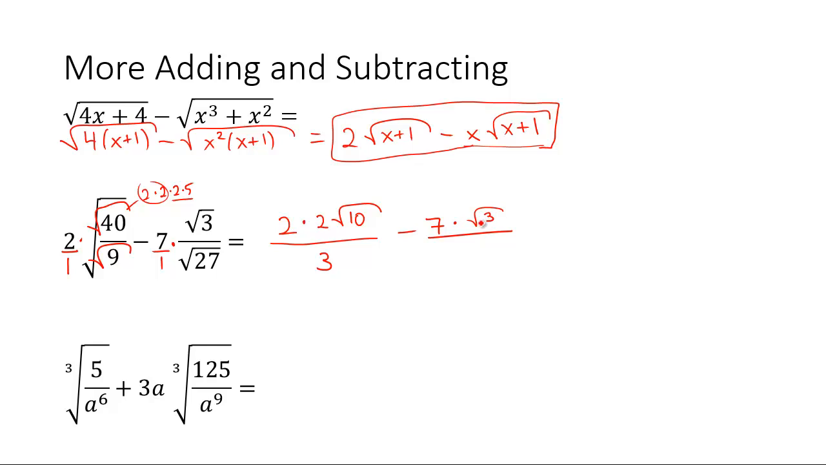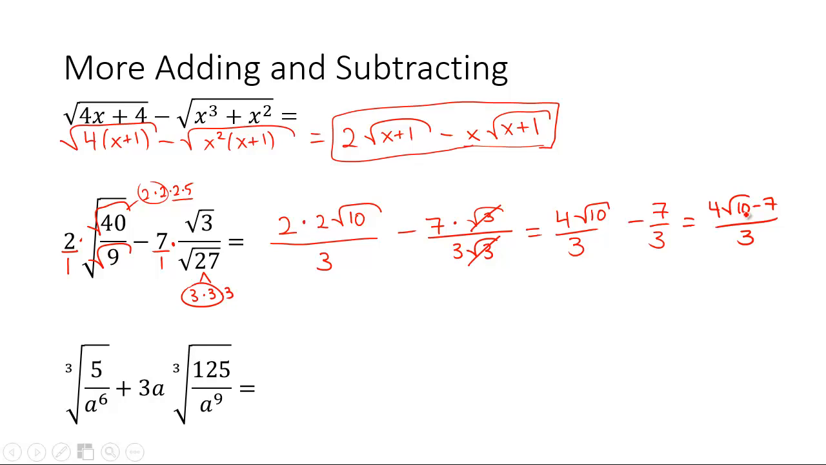The root 3 can't do anything, but the root 27, that's 3 times 3 times 3. So that's 3 root 3. So we can have some simplification going on here. The root 3's can cancel, so we have 4 root 10 over 3 minus 7 over 3. So you can either leave it like this, there's no like terms, or you can say 4 root 10 minus 7 all over 3 because of the common denominator.